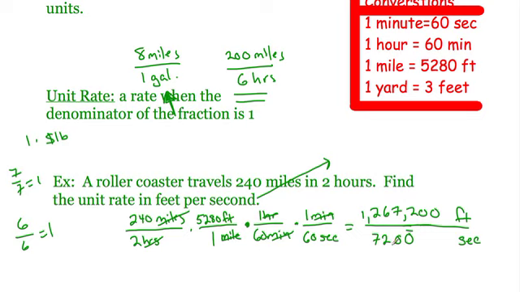Now, we need a unit rate. Unit rate means we need this to be 1. So I have to divide. That'll get me to equal 1. 1,267,200 feet divided by 7,200 seconds comes out to 176 feet per second. All the units canceled. We'll try another one of those a little bit later too.